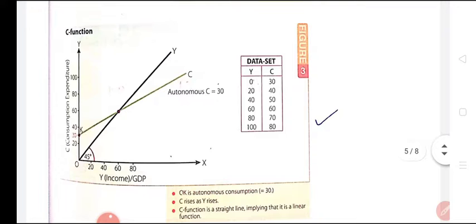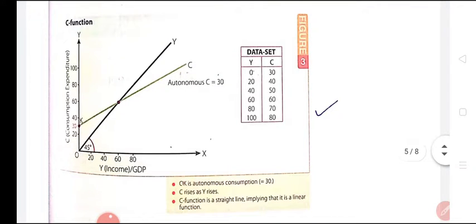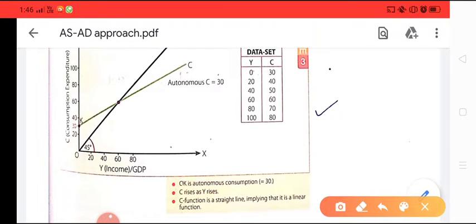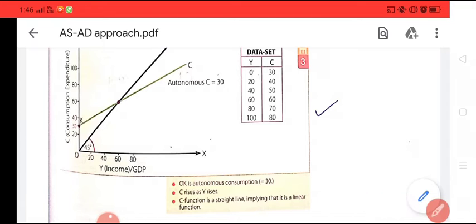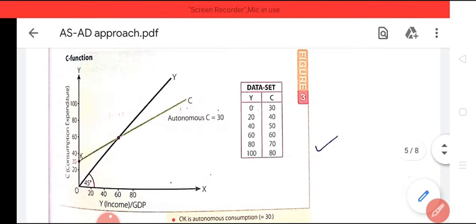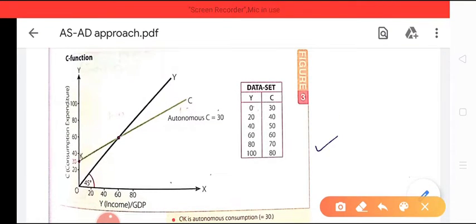This is one component of aggregate demand. Second component of aggregate demand is C. As I told you, AD is equal to C plus I. And I, we have already learned, this is constant. Now about C. The relationship between income and consumption is positive. And there is some level of consumption even at zero level of income. So this consumption line is starting from 30.